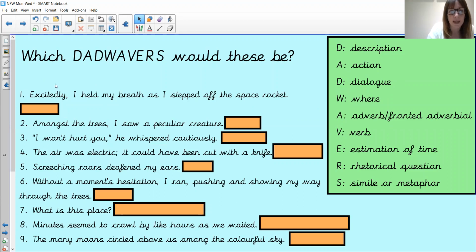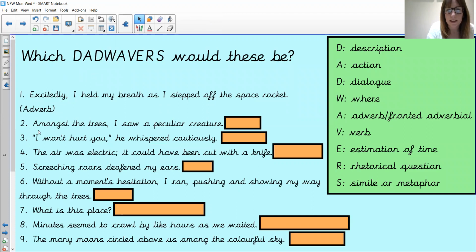So number 1, excitedly, I held my breath as I stepped off the space rocket. So which of these DADWAVERS is the start of this sentence? Have you got it? That's right, it's an adverb. Excitedly is an adverb. It describes how I held my breath. And also the other clue is it ends in an ly. Not all adverbs do, but a lot of them end in an ly, don't they? Let's have a look at the next one.